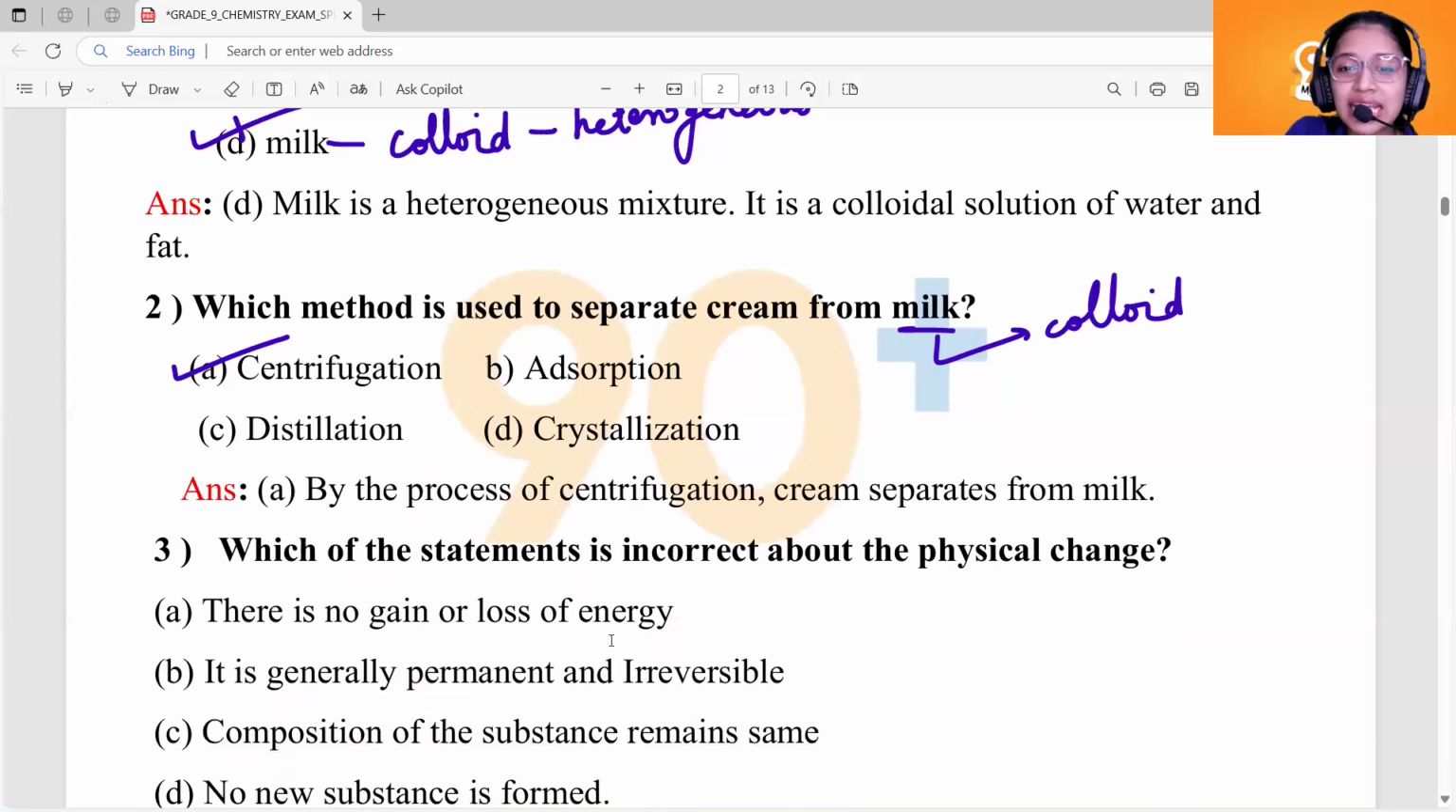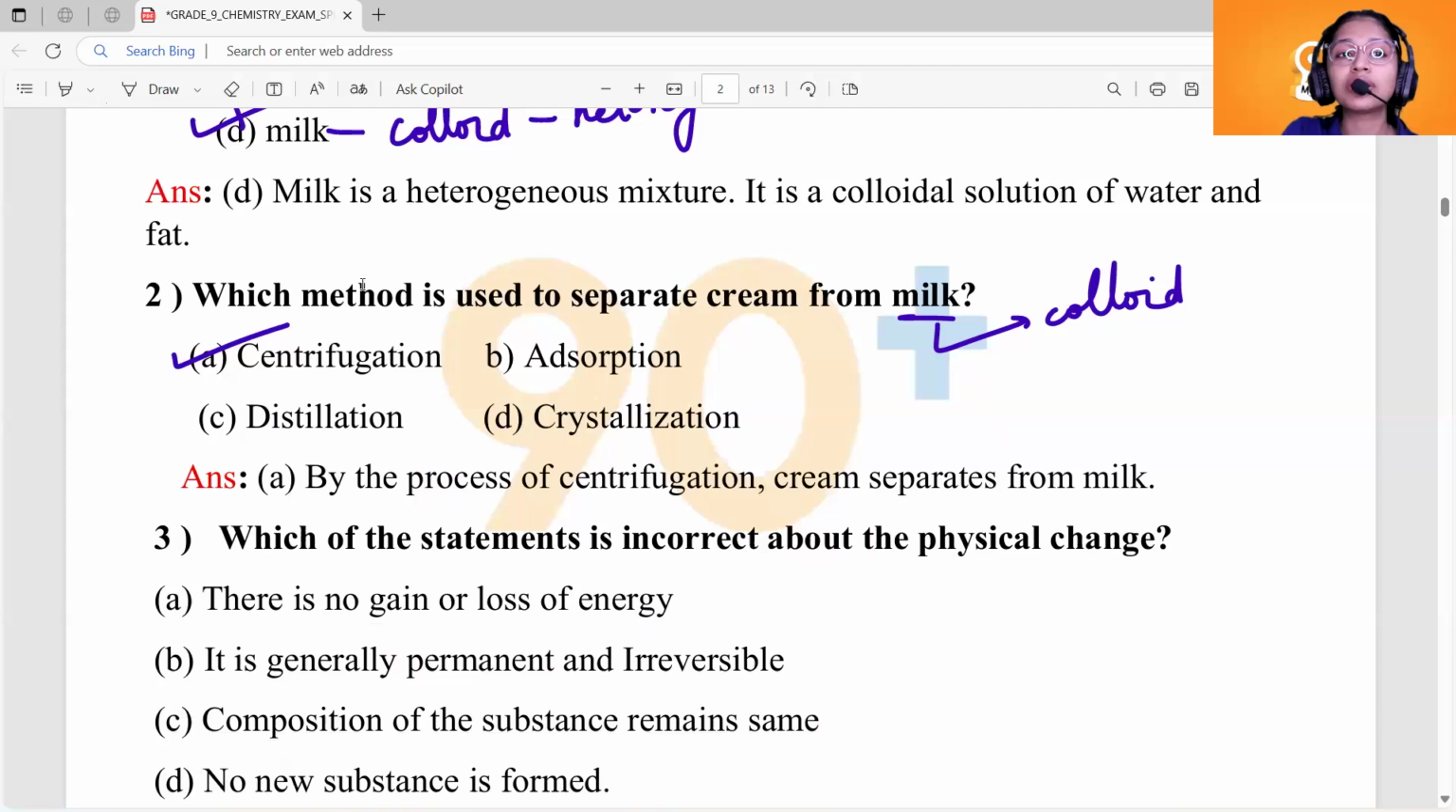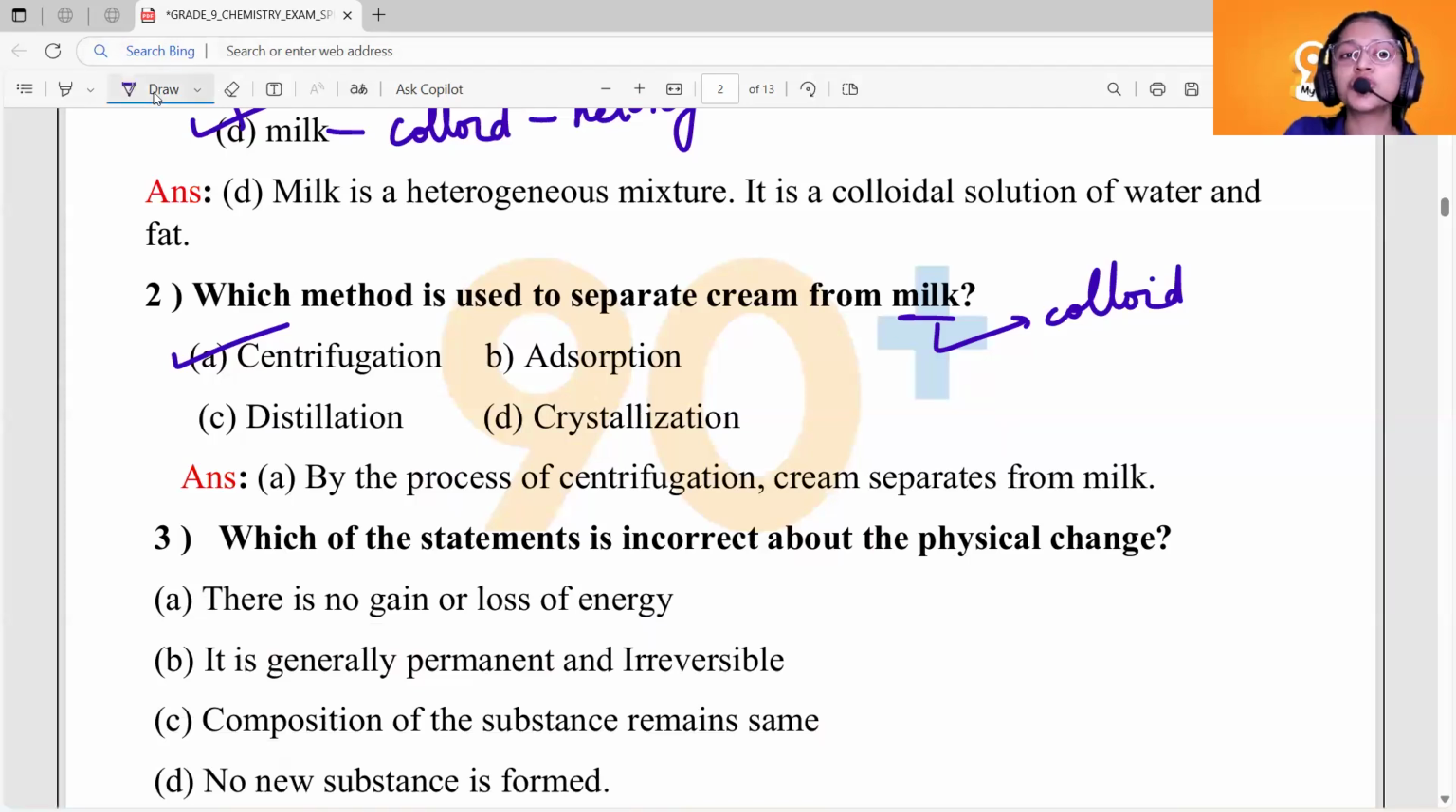Which of the following statements is incorrect about a physical change? So to answer this question in the first place, we must know what a physical change is. What is a physical change? A change which happens without altering the chemistry or the chemical composition of a substance is referred to as a physical change. It can be a change in size, it can be a change in state, it can be a change in shape, etc. So, what is the question here? Which of the statements is incorrect about a physical change?